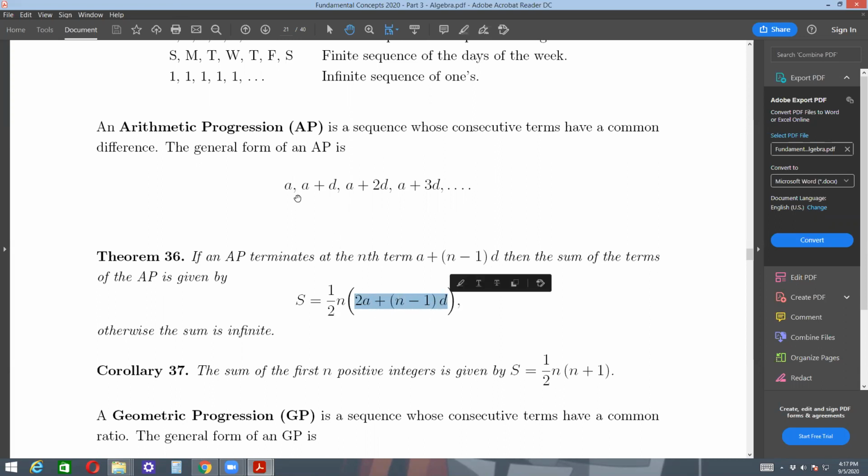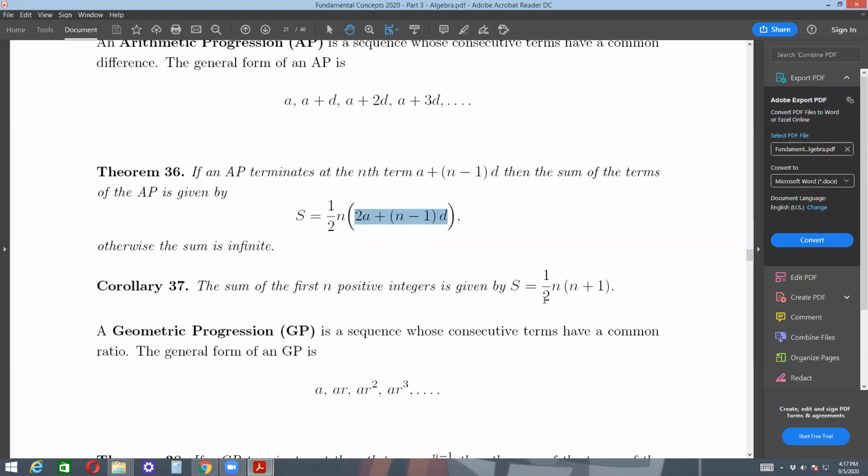Right, and since you've added the same sequence twice, you have to divide by 2. And also this term appears n times because there are n terms, so you have to multiply by n to get the actual sum. You divide by 2 because you counted it twice.